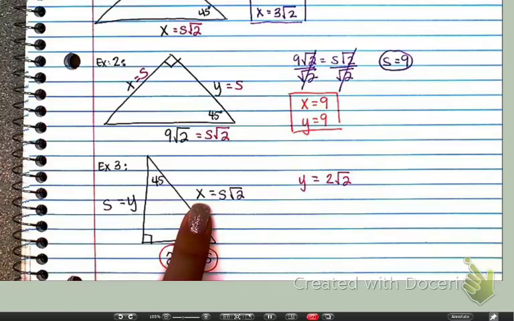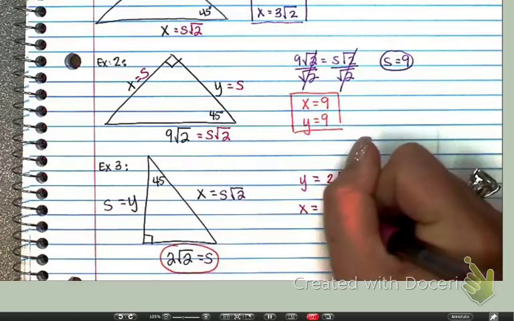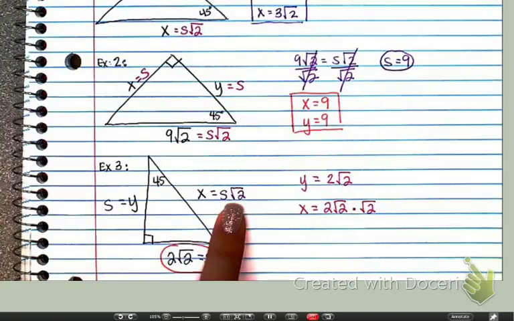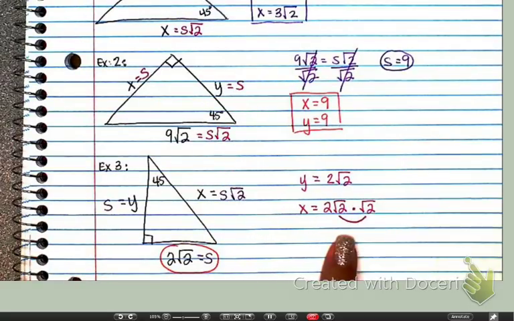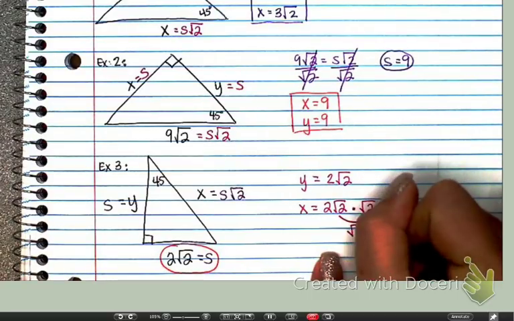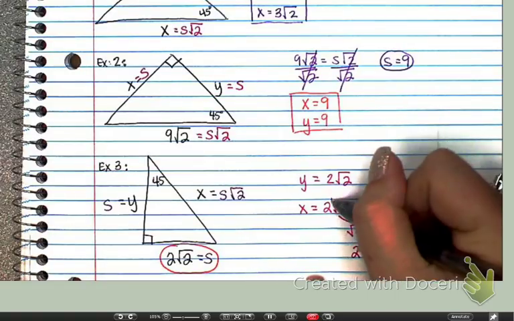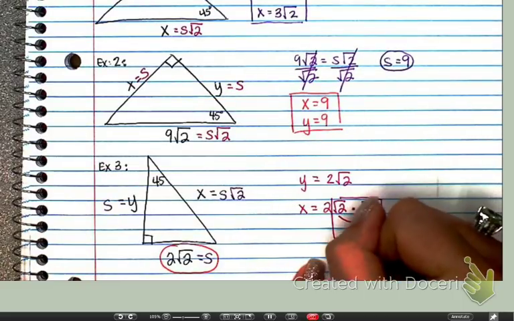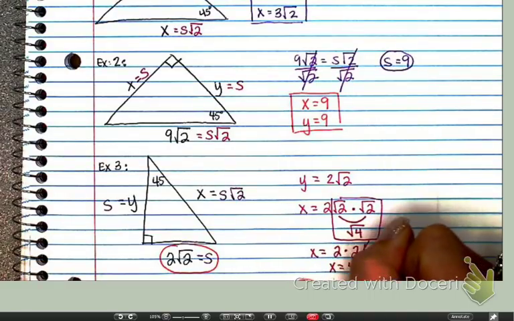Now when I plug it in for X, X equals S, which is 2 radical 2, and then I still have this radical 2 I have to multiply by. Now, if we remember when we multiplied back at the beginning of the semester, the square root of 2 times the square root of 2 is the same as the square root of 4. And the square root of 4 is just 2. So this piece here is 2. But I have this 2 that needs to go on the outside as well. So x equals 4.